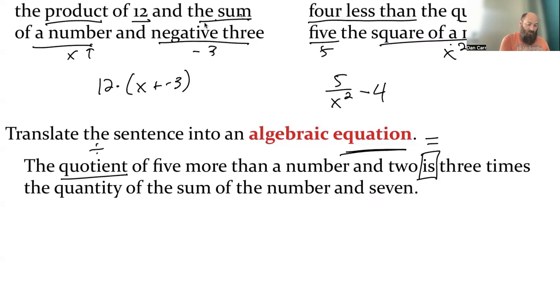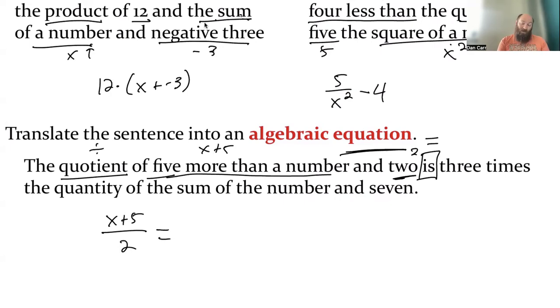Quotient, which is division, of 5. Oh, sorry, 5 more than a number. So that's going to be x plus 5 and 2. So the quotient of 5 more than a number and 2 looks like that. It's a division problem, it's quotient. The first one I mentioned goes on top, the second thing goes on the bottom.